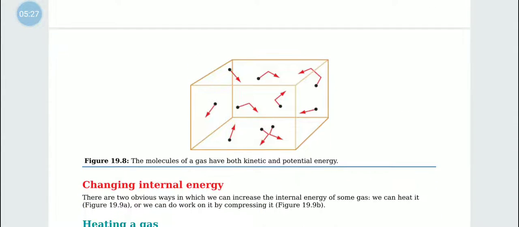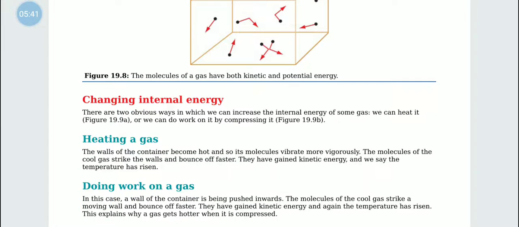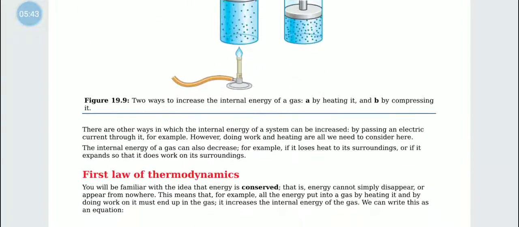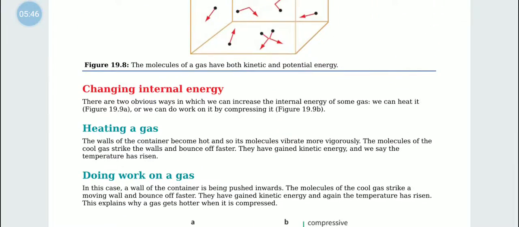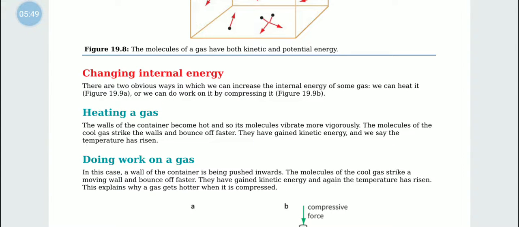So that will give us the internal energy, right? Here there are a few molecules in this. So you find out their internal kinetic and potential energies, then you get the internal energy. Then we have to figure out how to change the internal energy, right? There are two ways that we can increase the internal energy of any gas. We can either heat it or we can do work on it by compressing. Doing work means we bring them closer, right?